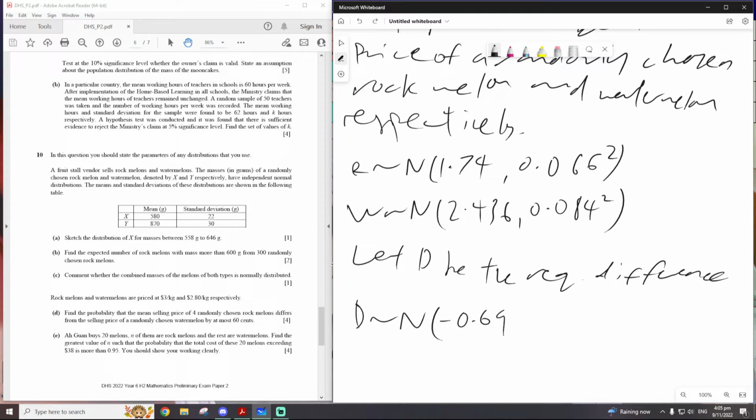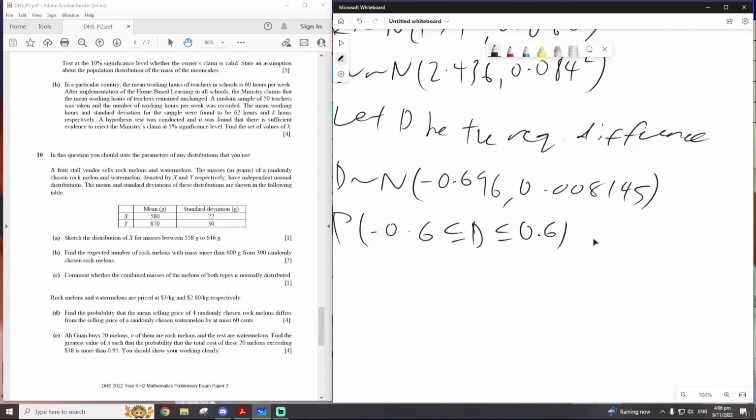And the variance will be, you take 0.066 squared divided by 4 plus 0.084 squared, right? And this gives you 0.008145. Then what you need to do is find P. Now it differs by at most 60 cents, so negative 0.6 less than or equal to D less than or equal to 0.6. Okay, so this will give you the required probability, which is 0.144.